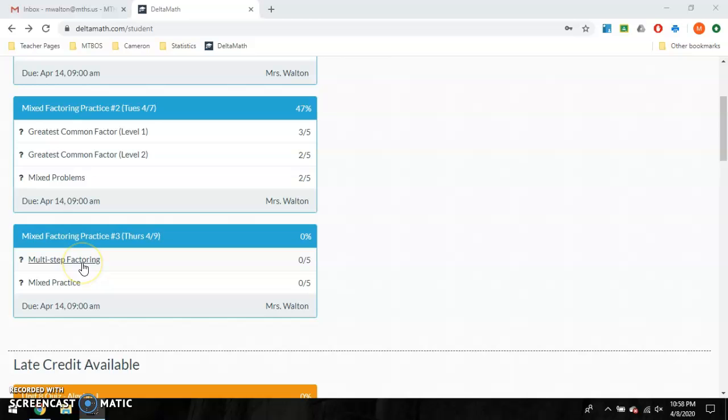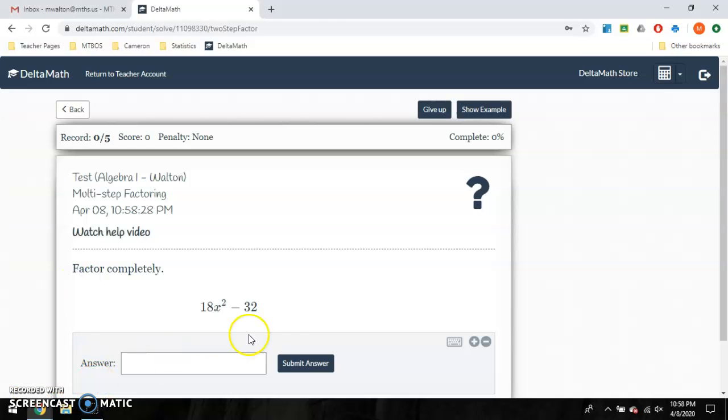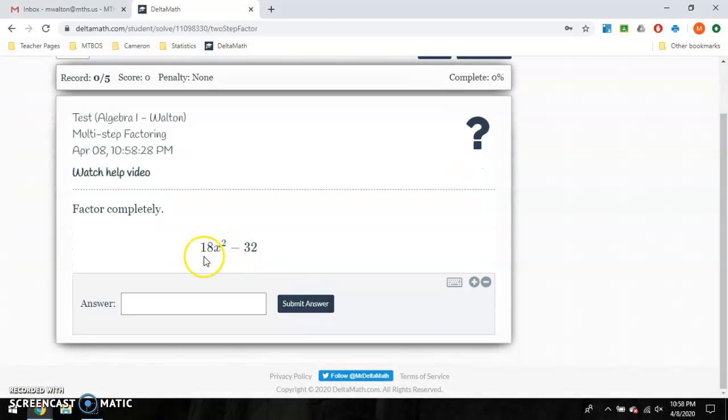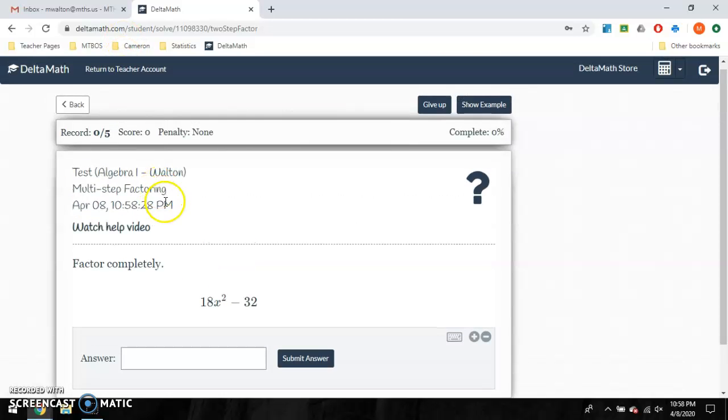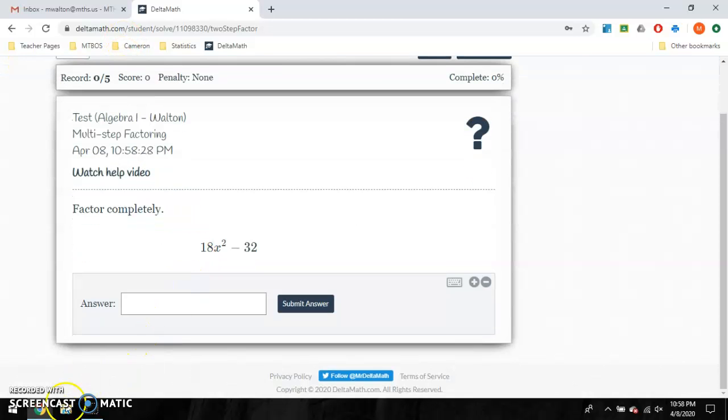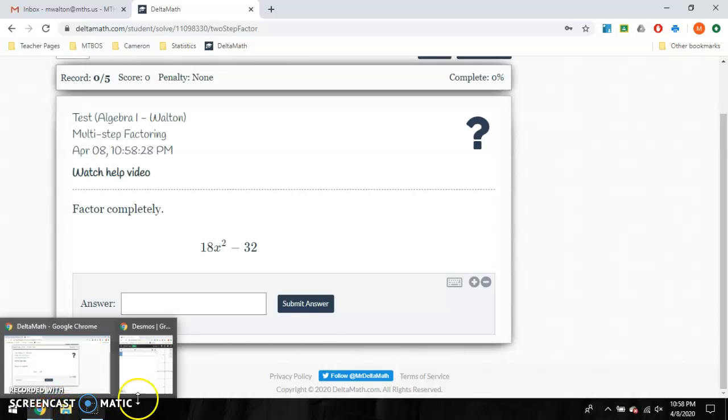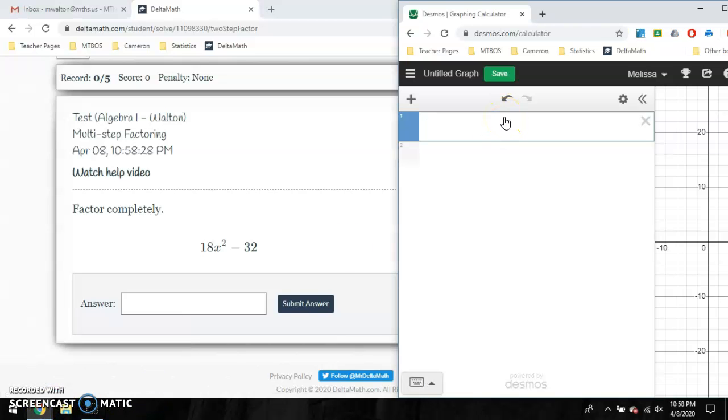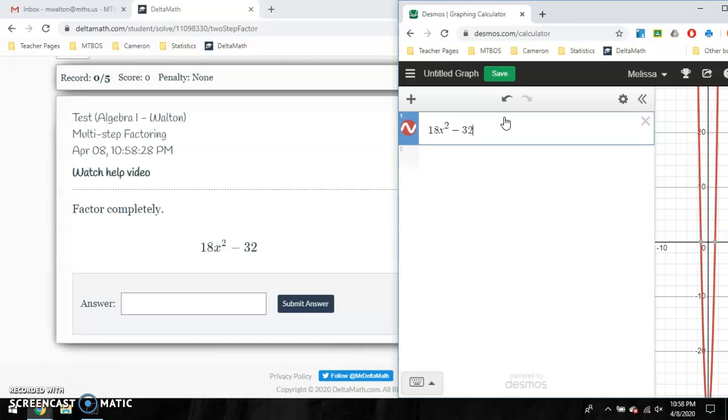So let's go ahead and go over the multi-step factoring. All right, and it gives us a question like this. We have 18x squared minus 32, and we are going to be asked to do multiple things. Obviously, with multi-step factoring, you're expecting 2 or 3 different things to factor. So let's go ahead and get started. I'm going to go ahead and start by writing out 18x squared minus 32. I'm going to go ahead and type these. My handwriting was getting pretty bad.